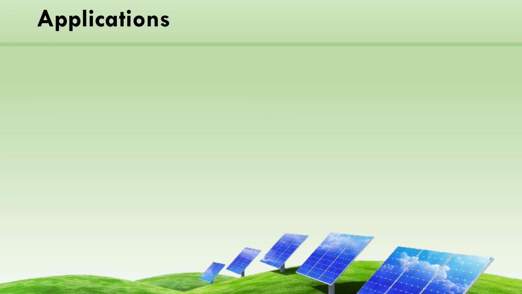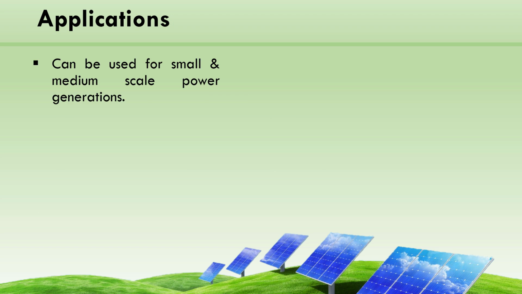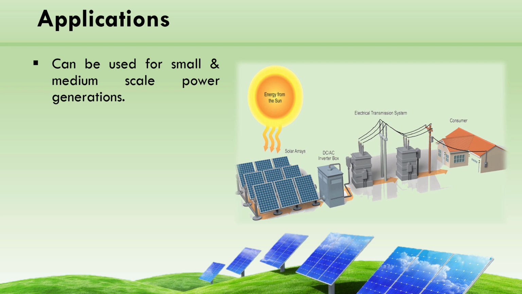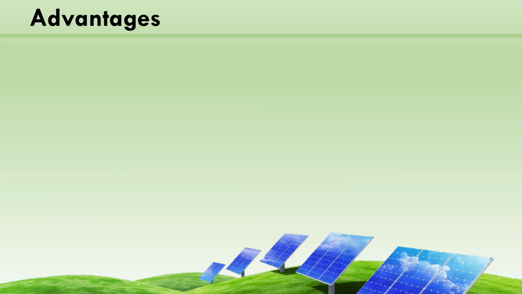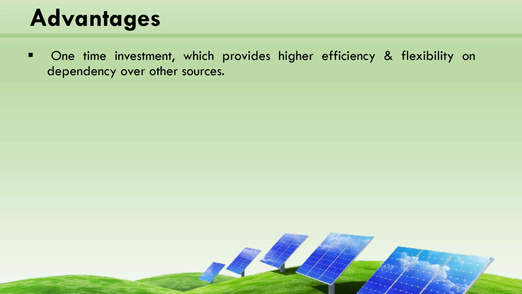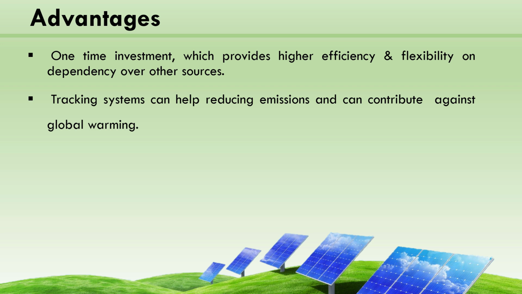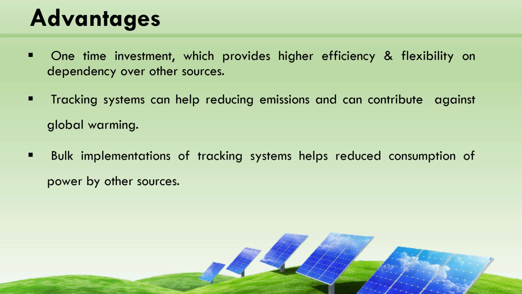Some of the important applications of the system are that it can be used for small and medium-scale power generations. Also used for power generation at remote places where power lines are not accessible, and used in domestic backup power systems. The system has both advantages and disadvantages. Coming to advantages, it is a one-time investment which provides higher efficiency and flexibility comparing to other sources. The system helps in reducing emissions, and that contributes against global warming.